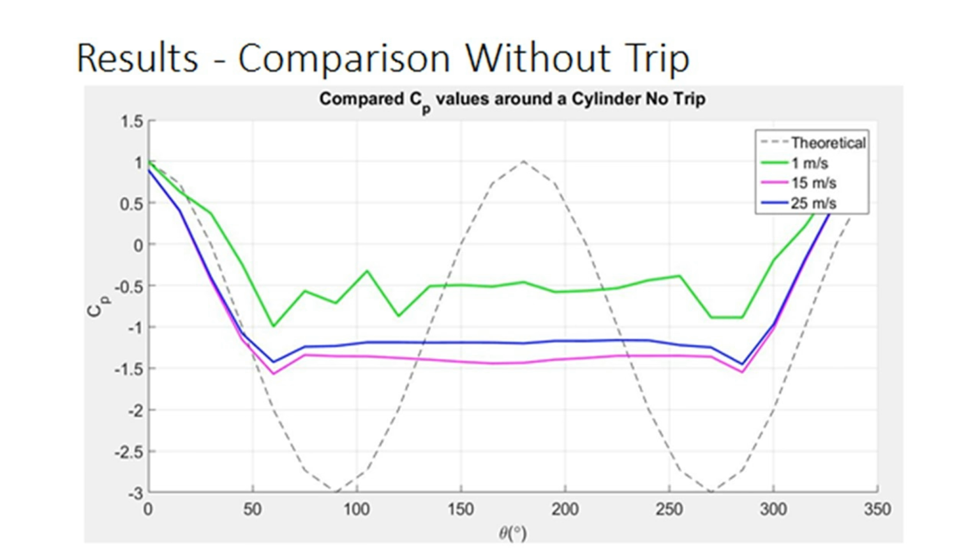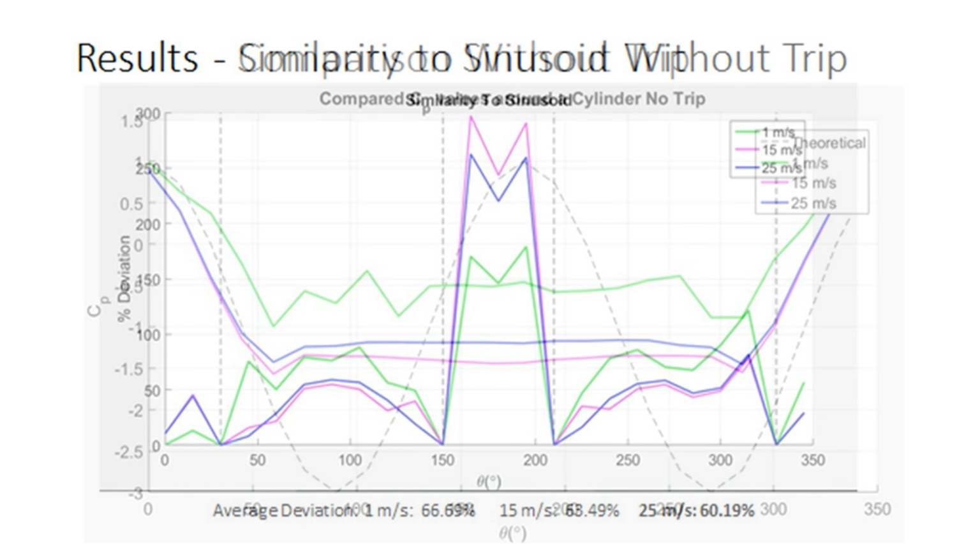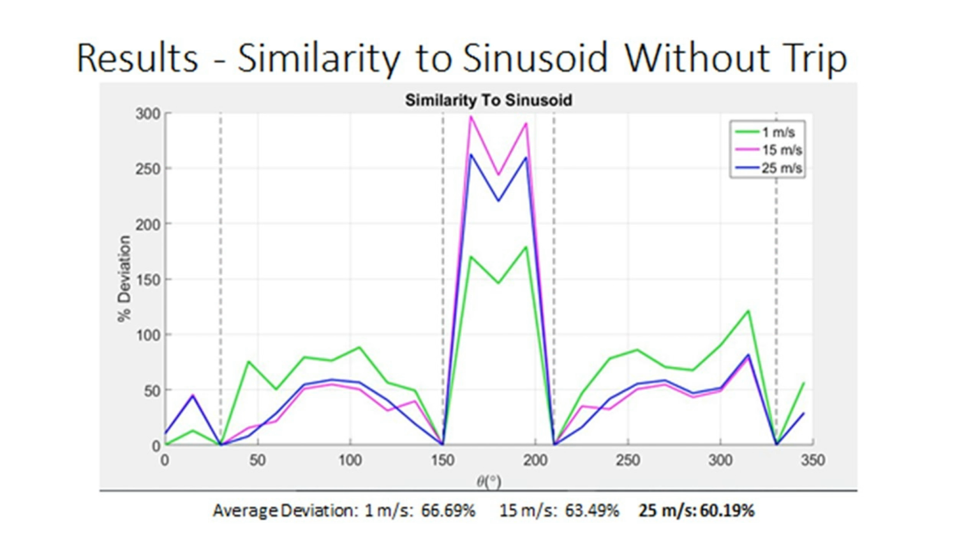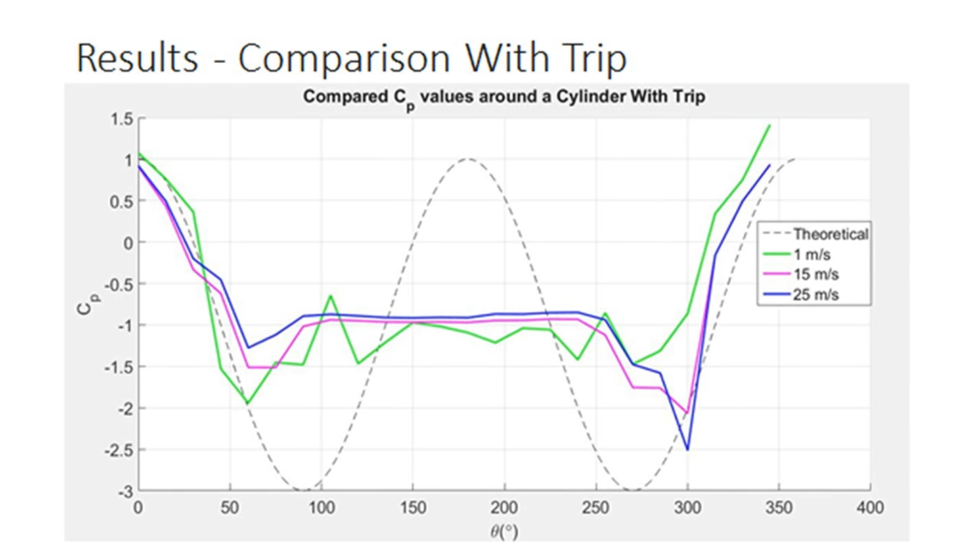A more helpful graph would be one that shows the deviation from the sinusoid. This shows the deviation from the theoretical value for each speed. Notice that 25 meters per second is on average the closest fit to the theoretical value at about 60%. However, all three speeds are relatively similar with no huge difference in deviation.